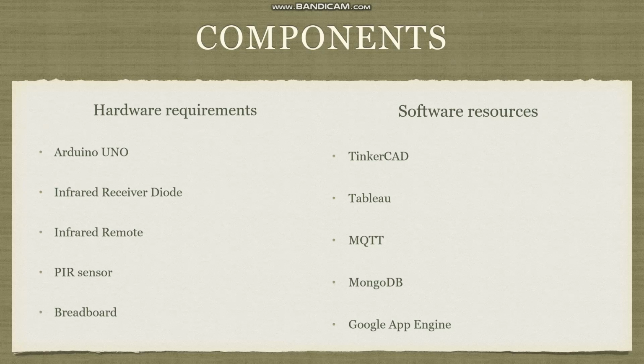Components required. In hardware, we require the Arduino Uno, which is a microcontroller and is the main component in our system. The infrared receiver diode will receive the infrared rays coming from the infrared remote. Then there is the PIR sensor, which will detect the motion of people coming in and out of the room. Then there is the breadboard, which would be used to connect all the circuits.